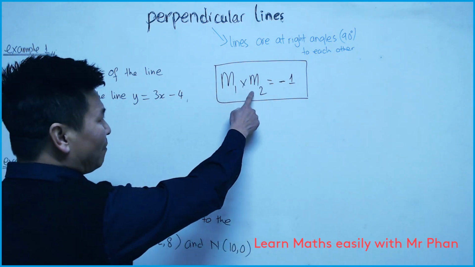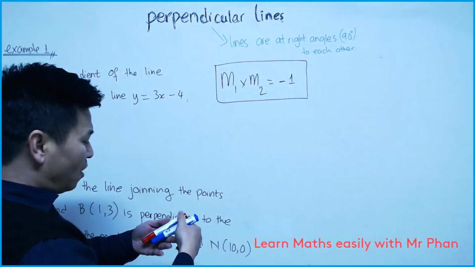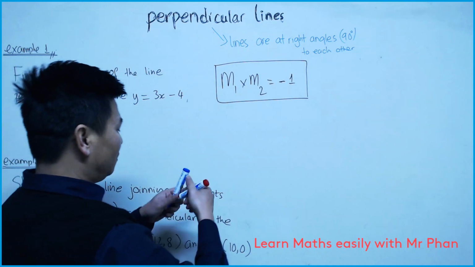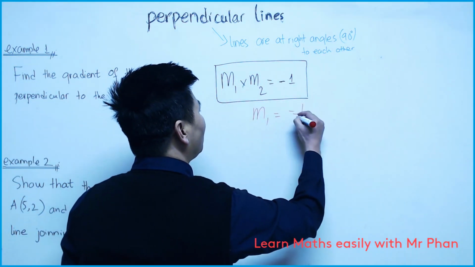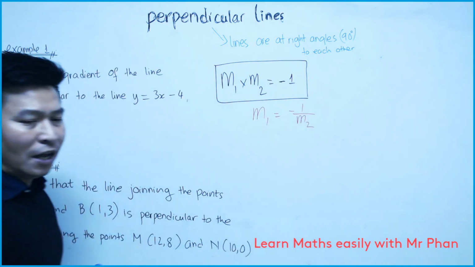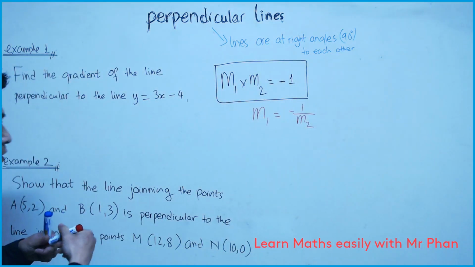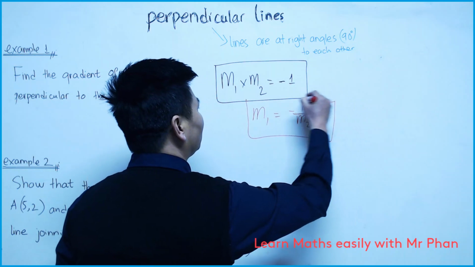So m1 times m2 equals negative 1. If you look for m1, for example, I can rearrange the equation here: m1 equals negative 1 over m2. Okay, so that's the same formula. I can rearrange it.